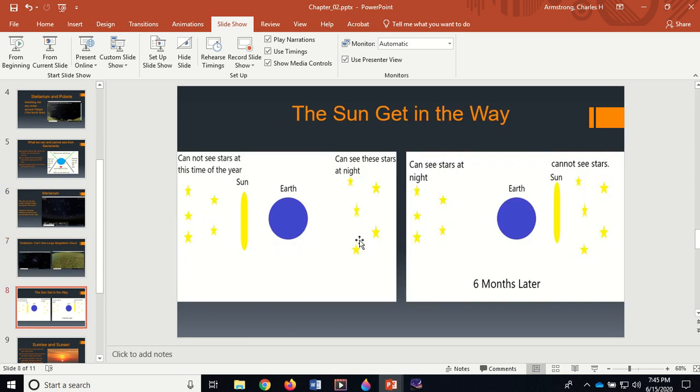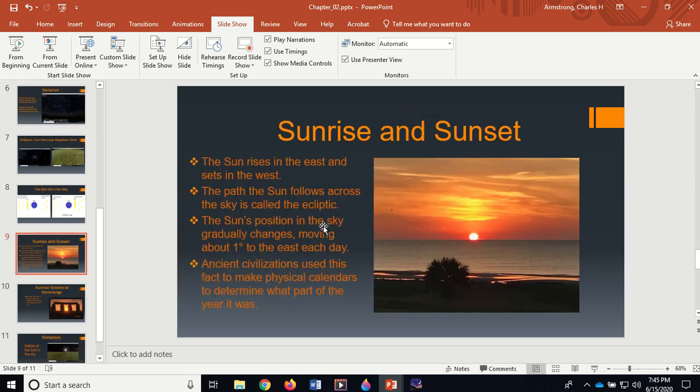Okay, so that takes care of that one, and then we talked about this slide. Sunrise and sunset. The sun rises in the east and sets in the west. The path the sun follows across the sky is called the ecliptic. That's when, way back when, we were looking at the celestial spheres. I'm getting tired.